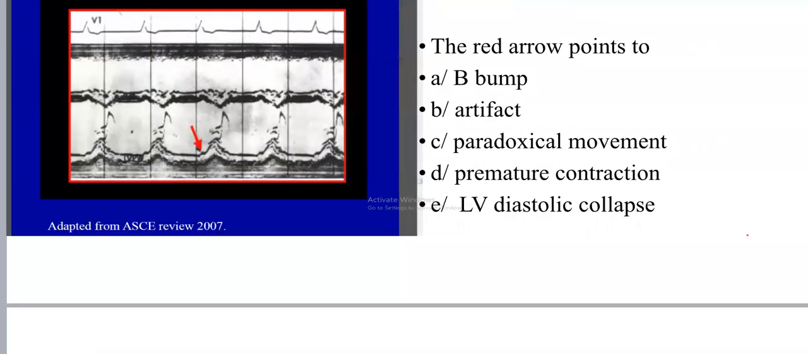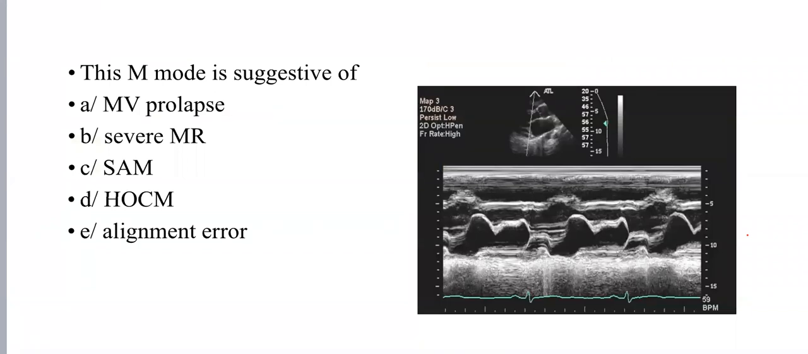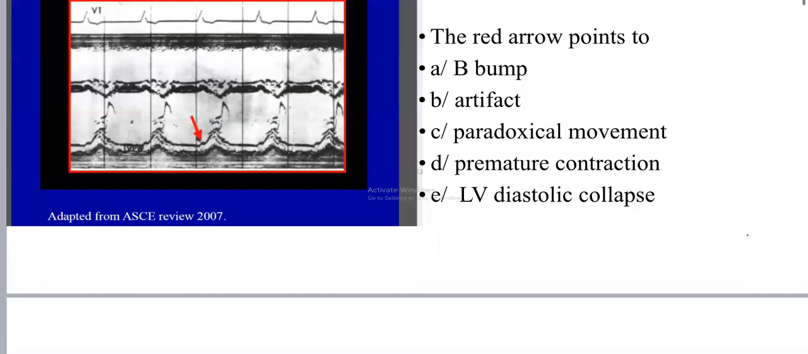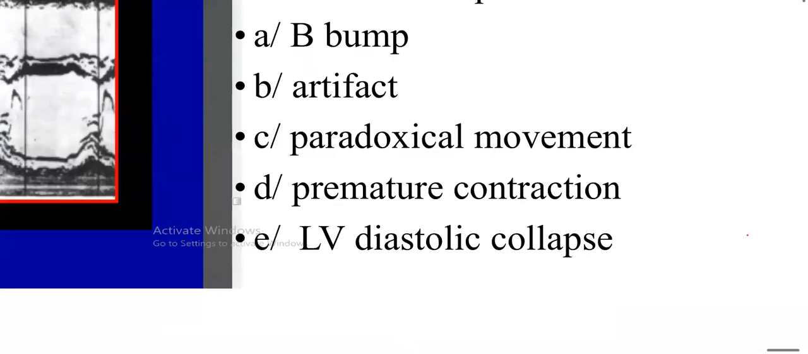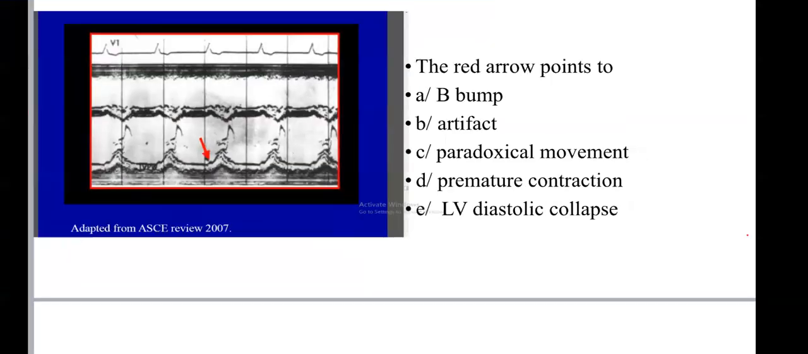Okay. This M mode is suggestive of mitral. Sorry? What was the option? There was no WPW in the previous options. There was no W, but I tried to make it easier. It's premature contraction. Premature contraction of the wall followed by the normal contraction, and that's because of WPW.